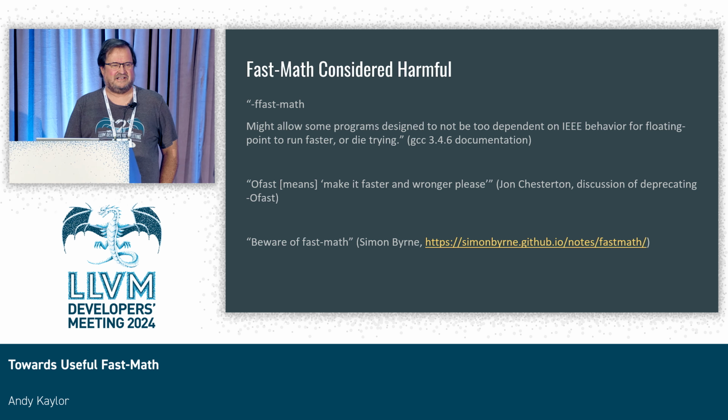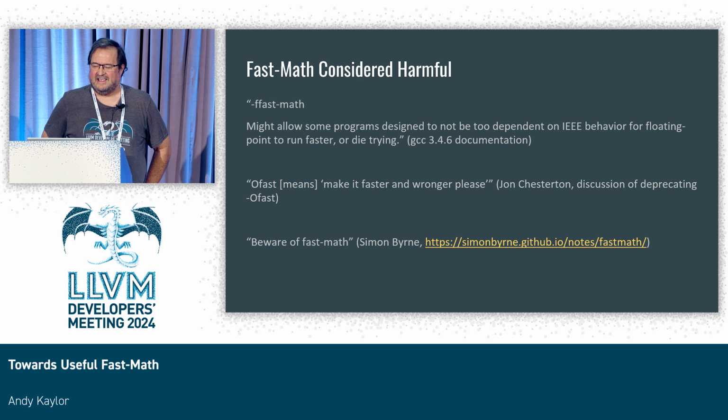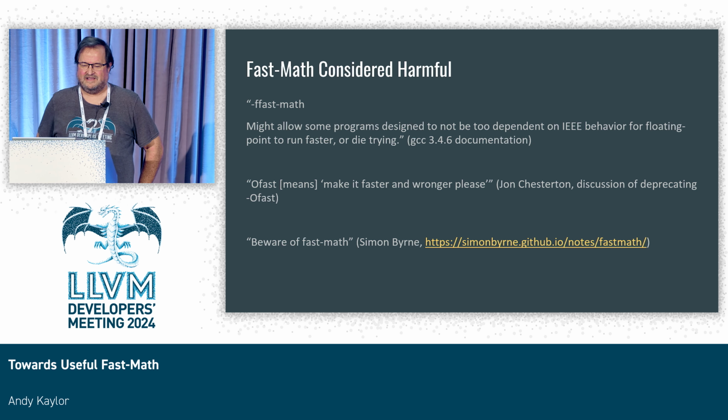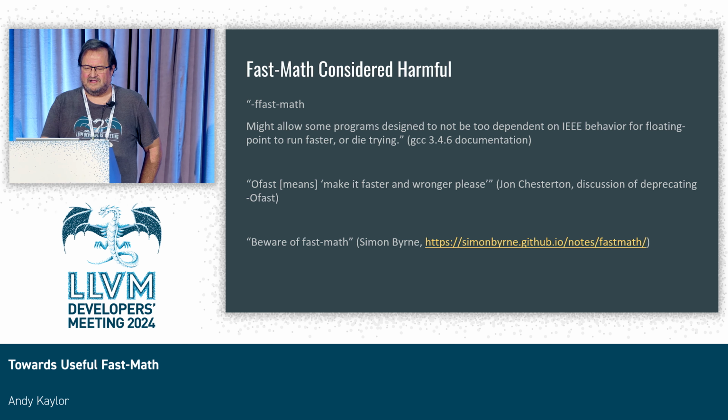Recently, we had a discussion on the LLVM discourse about deprecating Ofast. And there, John Chesterton suggested that Ofast means make it faster and wronger, please. Now, I don't know what his intention was, but I think that this is a good interpretation of Ofast and fast math in general. And making it wronger seems like something you wouldn't want to do, but I think in the case of fast math, that is the intention. And I'll explain why that might be okay and why it might not be. The last thing I have here is a link to a blog post that Simon Byrne wrote a few years ago that goes into the issues. So I think this is really good, and I wanted to include it as a reference.